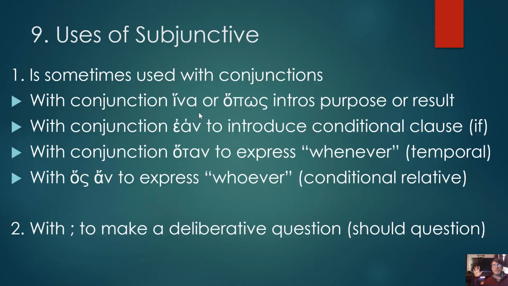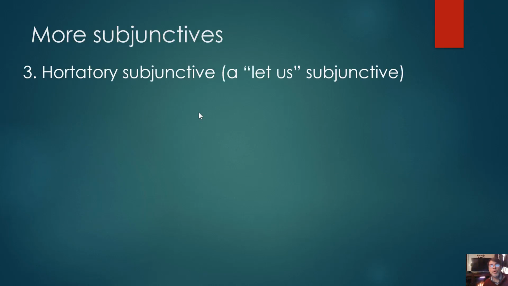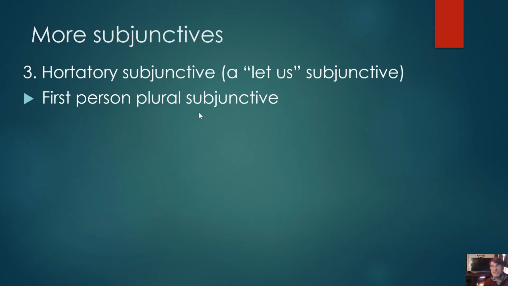So, uses of the subjunctive so far. Sometimes the subjunctive verb goes because there's a little dictator conjunction that said, you will be subjunctive. And so the verb's put in subjunctive because it follows one of these dictator conjunctions. But the subjunctive can also be used with a question to ask a should question. Then there's also what's called a hortatory subjunctive, a let us subjunctive. That's a first-person plural subjunctive that asks something like, let us now go to Thessalonica. That's a first-person plural subjunctive that indicates a kind of command. Let us go to the store and buy lettuce. Anyway, that's a hortatory subjunctive. When the subjunctive is in the first-person plural, it may be a hortatory subjunctive.